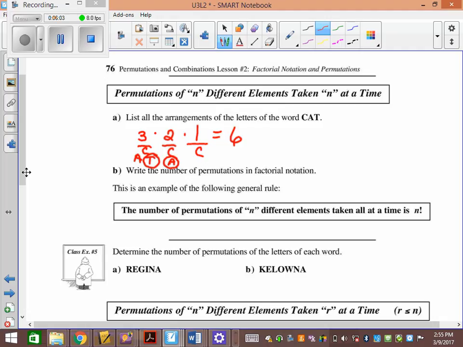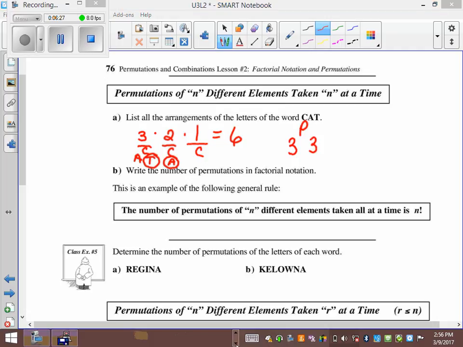Now, it only works if you can't have repeats. Okay? If you could repeat these and it was 3, 3, 3, you wouldn't be able to use the permutation button. It only works if you go down by 1. Okay? So where is that button? You're going to do, I have 3 objects. So 3 letters. And I'm going to pick 3. And I use P because it's a permutation.